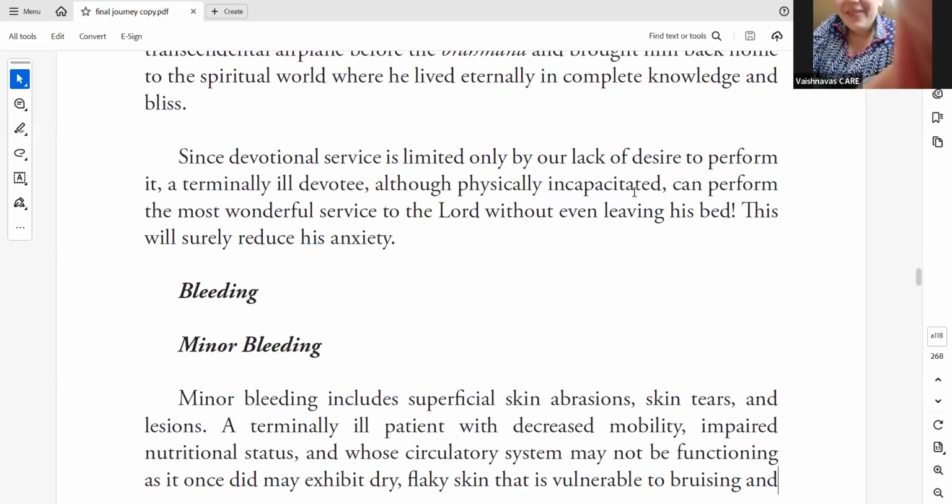Anybody want to read? What are we up to? Bleeding, minor bleeding and major bleeding. I can read if you like. Okay.